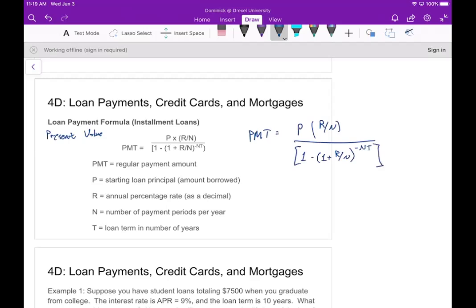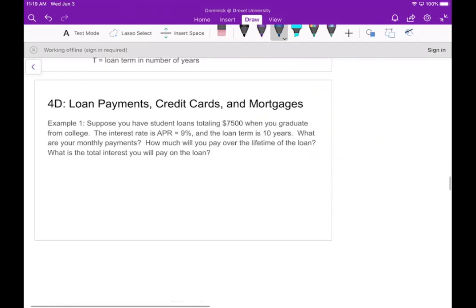So it's sort of similar to the future value formula, or the savings plan formula, but it's slightly different, right? So of course, mostly everything that we have here is the same, except we have PMT for the regular payment amount. All right, so let's take a look at an example.